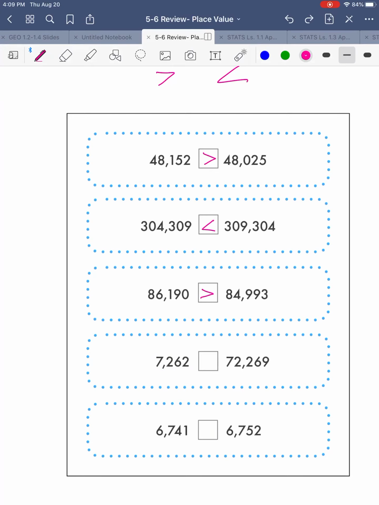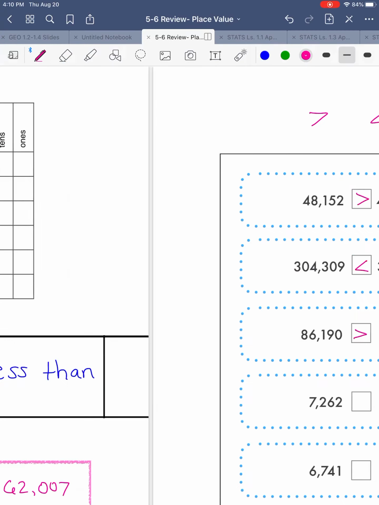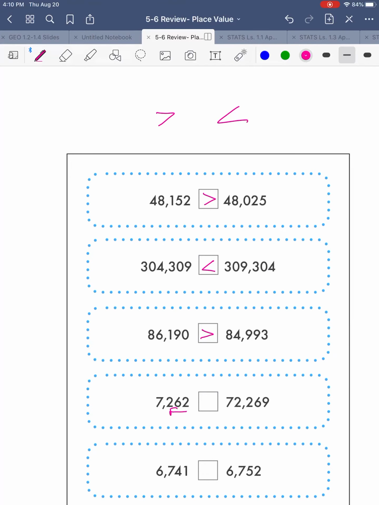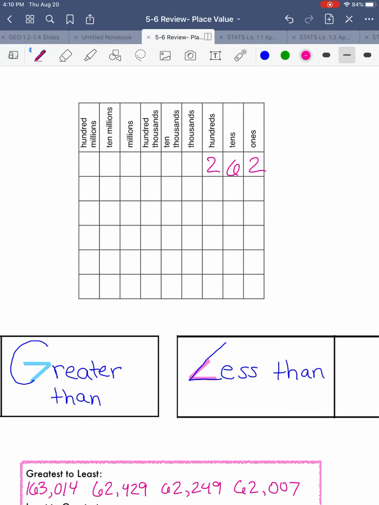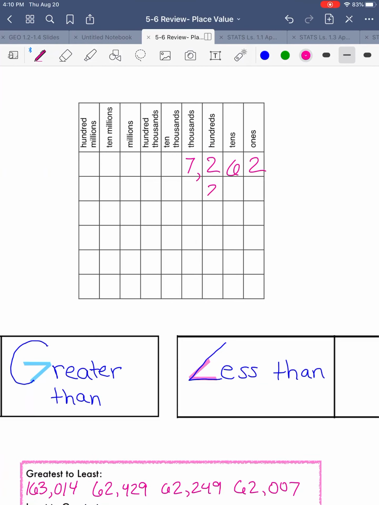7,262. It's only got 4 digits in it. So that means that this one, and sometimes it helps to write the number backwards. So like I can put 262, and then I can put the 7 in the front. And you can see that number is in the thousands place. The second number is 72,269. So I can put the 269 and then put the 72,000 in front, which makes that number the bigger one. But remember, I'm comparing the first one to the other one.